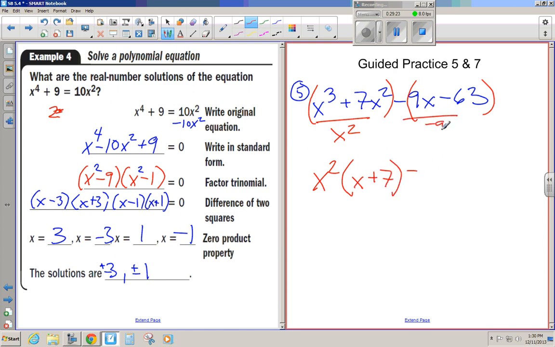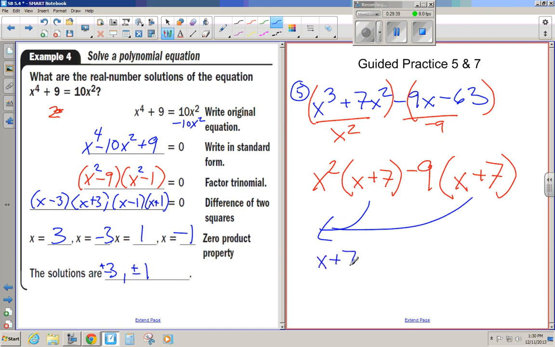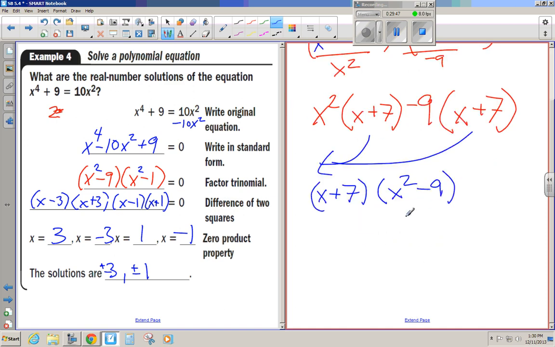Divide out a negative 9. And when you do that, you should see x plus 7, x plus 7. That gets taken out, and the other stuff stays behind. So, x squared minus 9. Hopefully at this point you've seen it enough to know it's a difference of perfect squares. And you have something that has been factored completely.